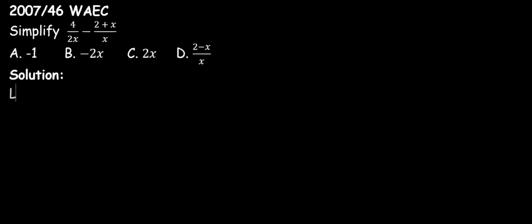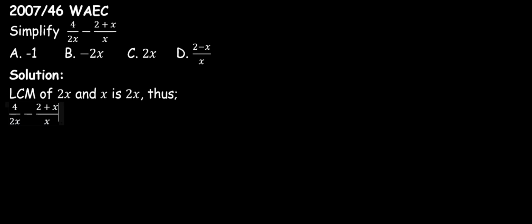Another example. Simplify 4 divided by 2x minus 2 plus x over x. The options are given. Solution. LCM of 2x and x is 2x. Thus, our given problem will be the same as, our denominator is 2x. And in the first item, 2x divides 2x is 1.